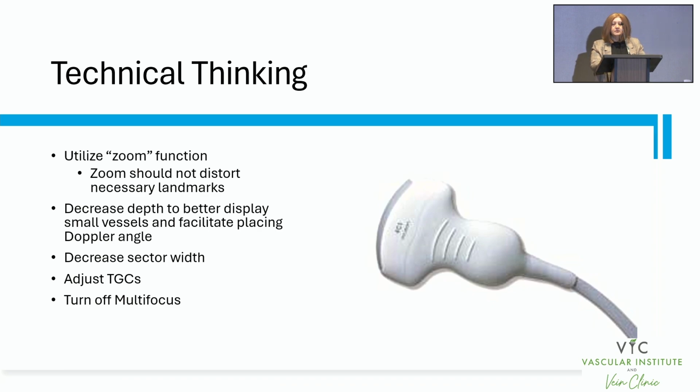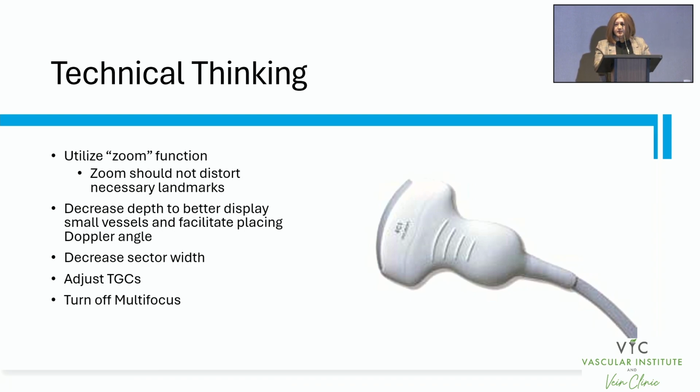Decrease your depth. Don't waste all that depth at the bottom of the screen. It will better display those small vessels and facilitate placing your Doppler angle. It will help your frame rate and make your resolution better. So get rid of the depth. It will clean up your image, and you can see those walls better, like Tish was talking about, in order to get good cursor placement and accurate measurements.